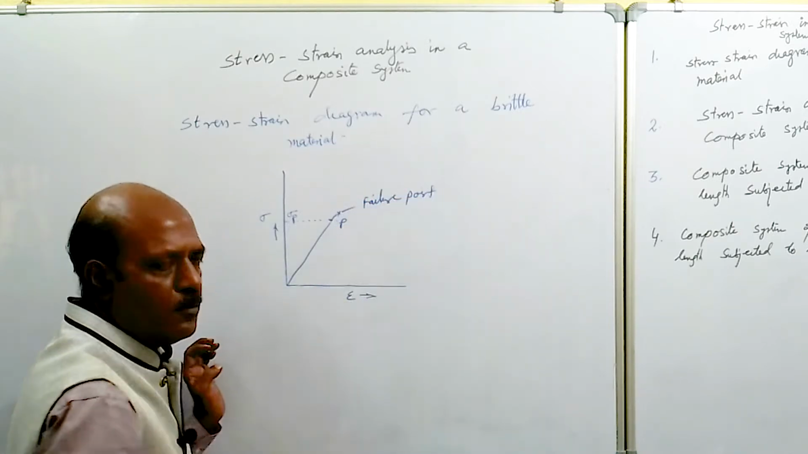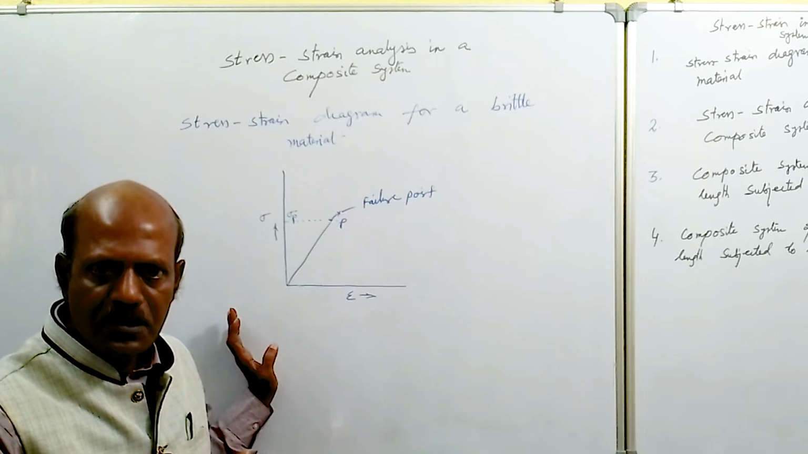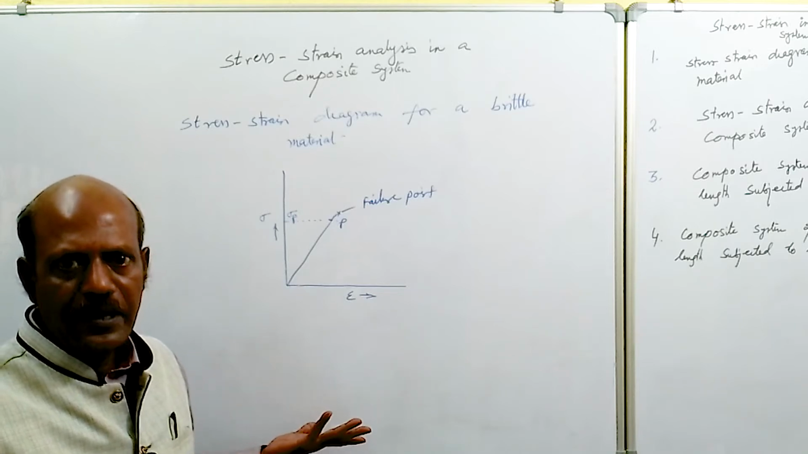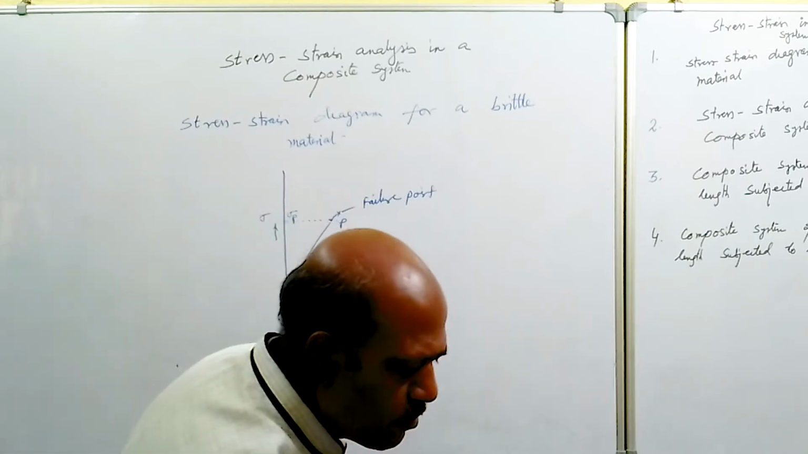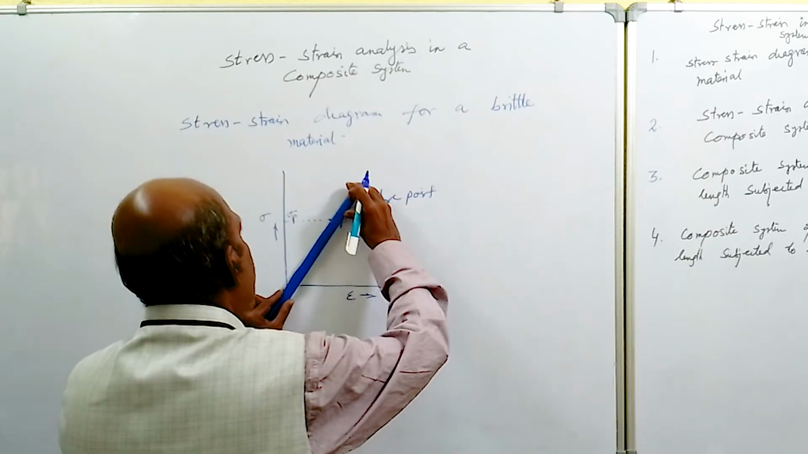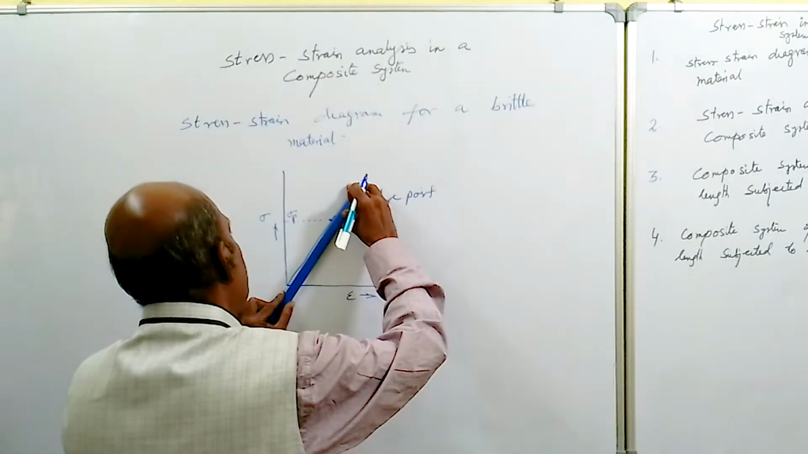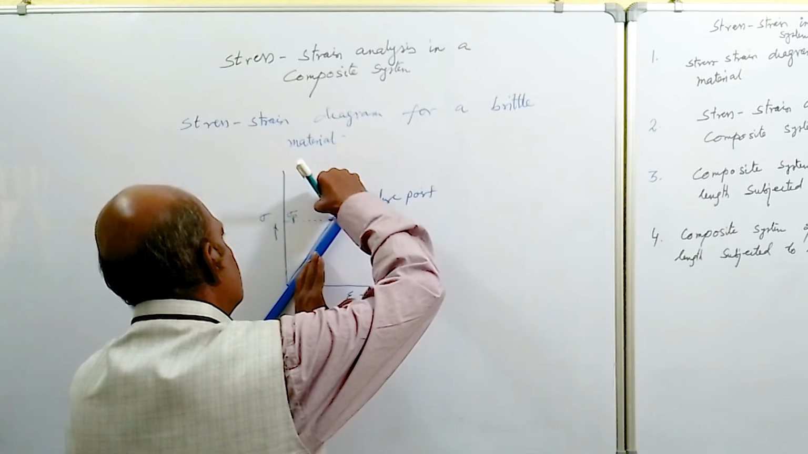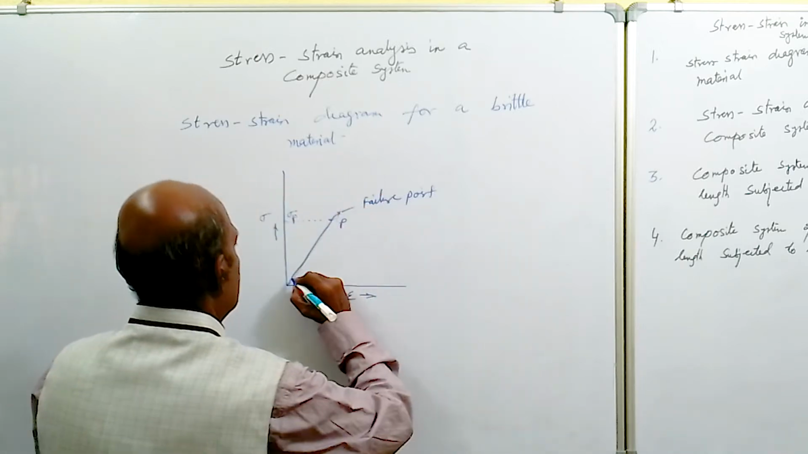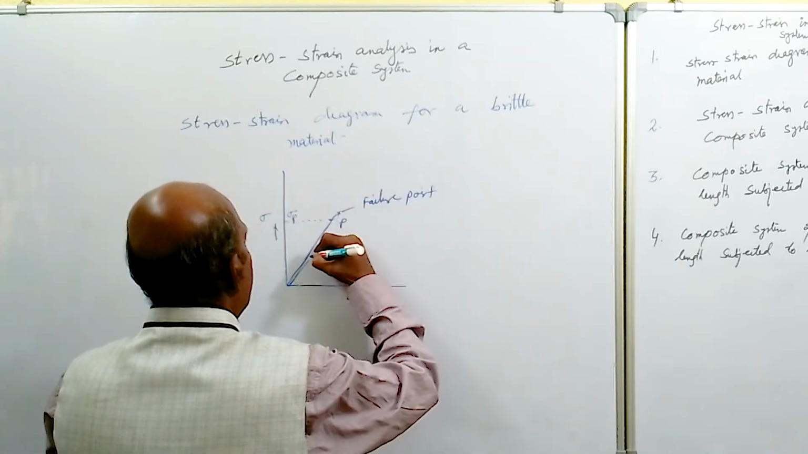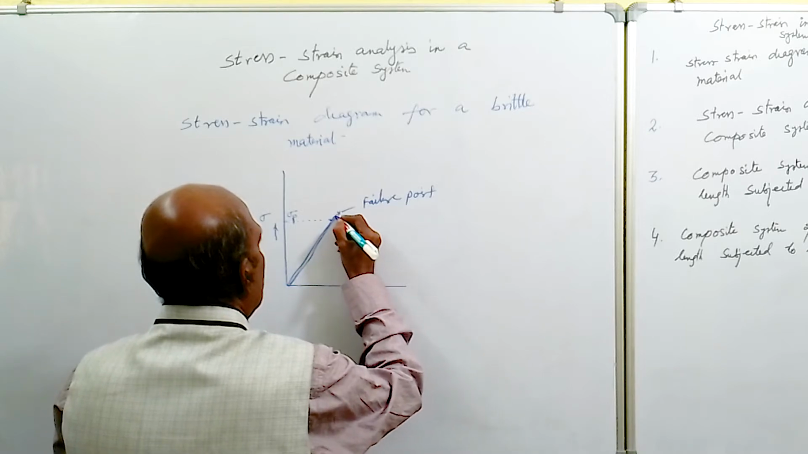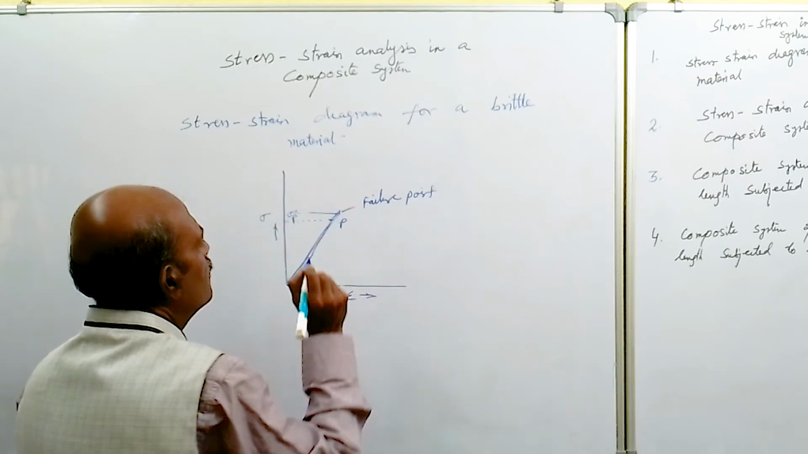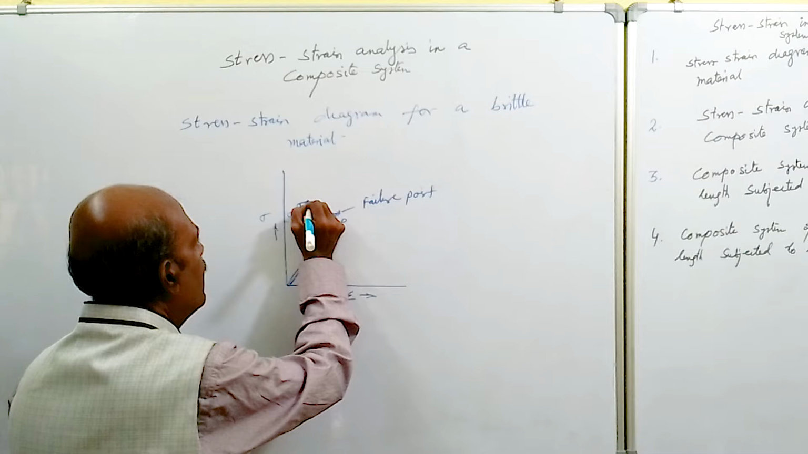So not much information is obtained from this test. Even the yield point is not obtained from this curve. So to find the yield point, we draw a parallel line here, which will intersect the curve here, and this stress value we consider as the sigma y value.